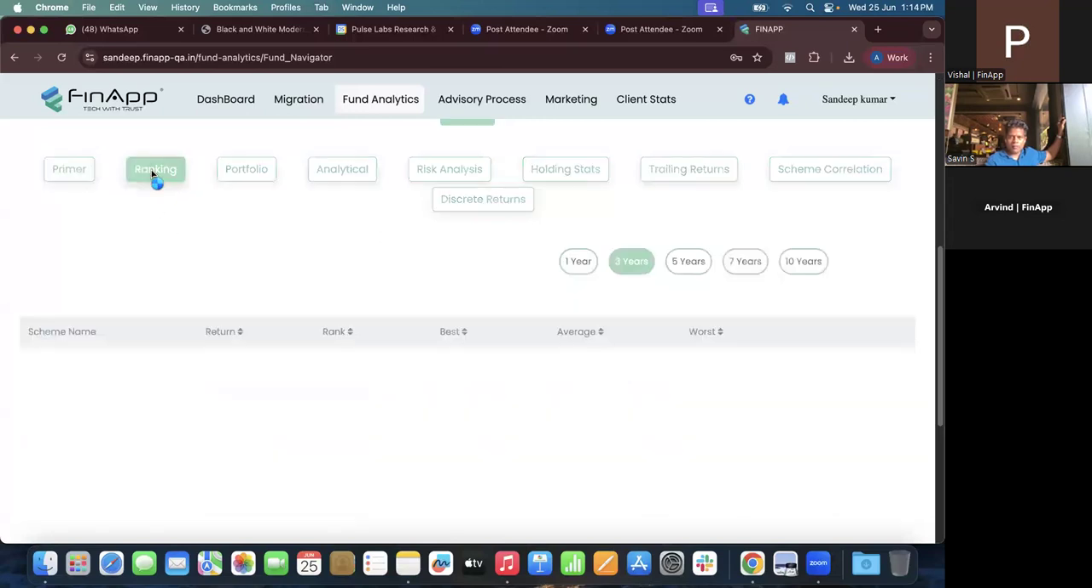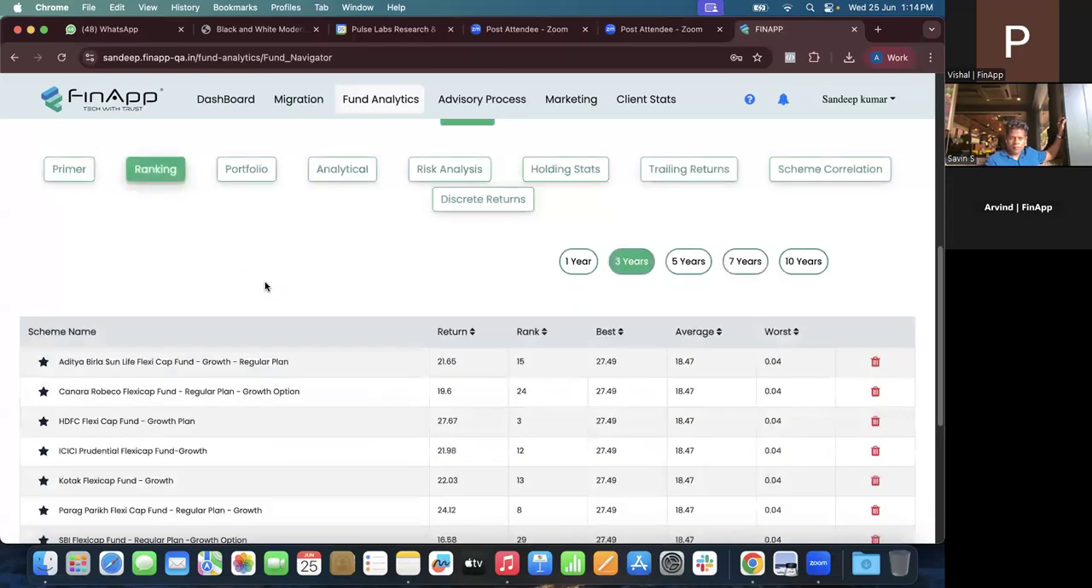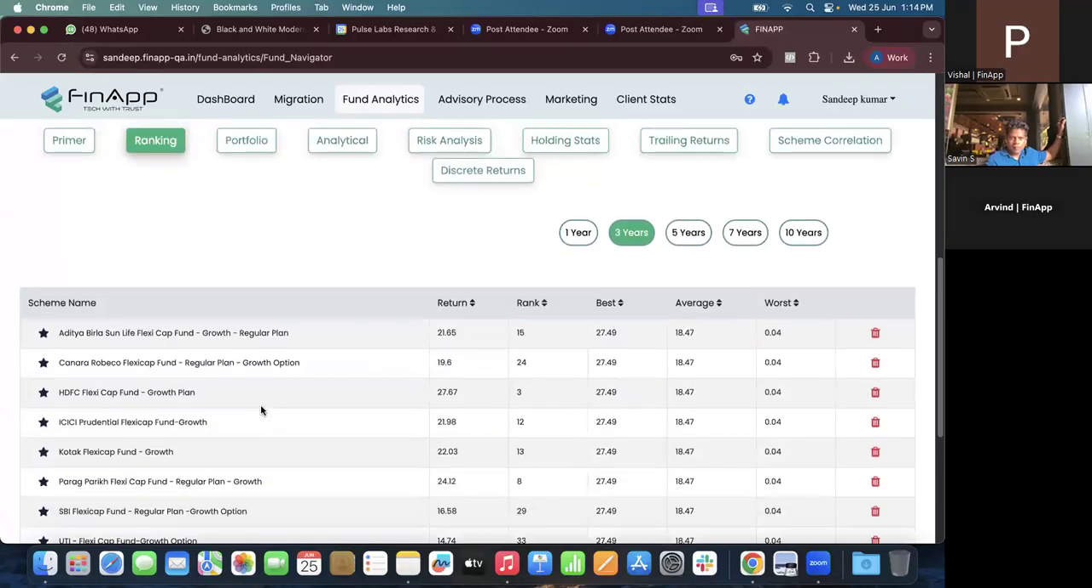Second, we are also showing rankings based on returns. Ranking is a consolidated number based on various parameters. We will share that with you as well. But right now, 1 year ranking, 3 year ranking, 5 year ranking, 7 year.